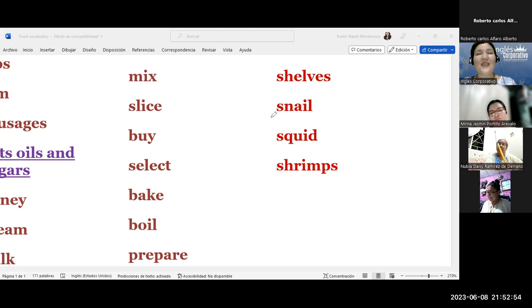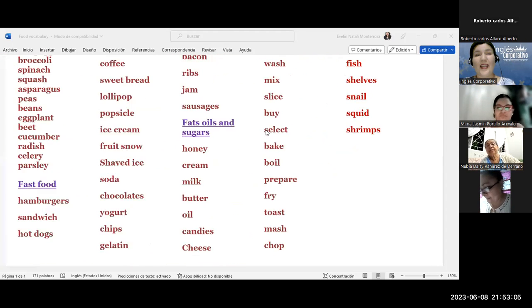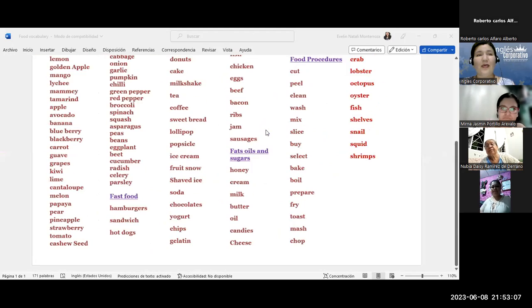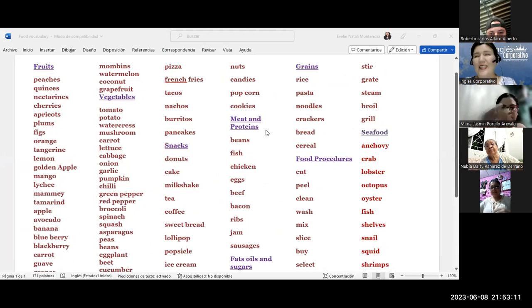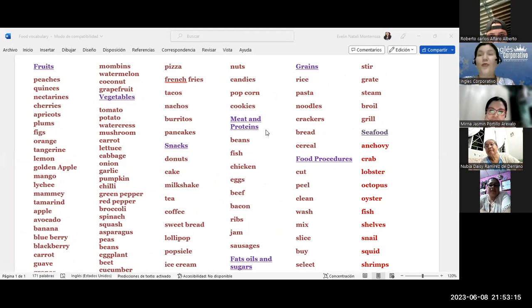Okay, so I am going to send you the whole picture, in case you missed copying any of it. But I really like to use this one and I really like to take the time. I always like to stop and explain all this vocabulary, because you say, teacher, so many words. It is necessary when you prepare something, when you explain a recipe, when you order food in a restaurant. It is necessary to know all this vocabulary.